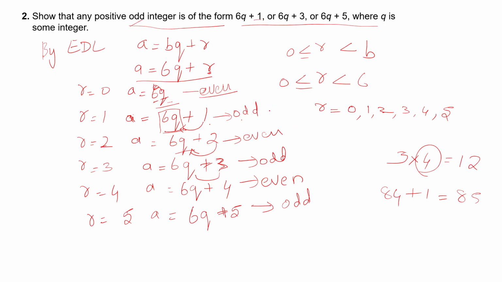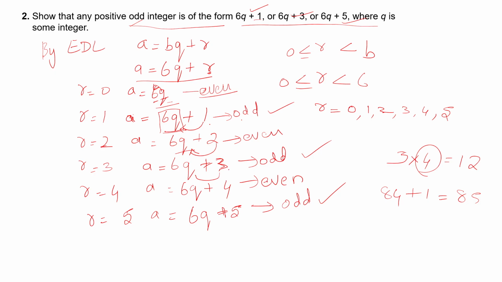So 6q plus 1, 6q plus 3, 6q plus 5 is there in the question. Okay. So any positive odd integer will be of the form 6q plus 1, 6q plus 3 and 6q plus 5, where q is some integer. This is the way you have to complete the answer.